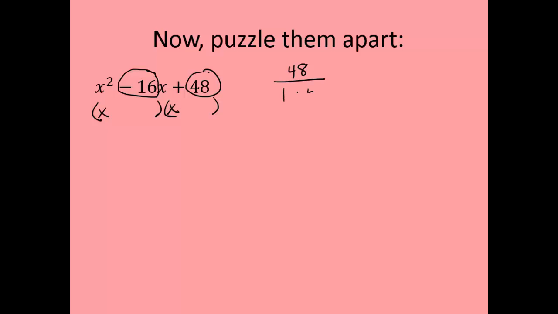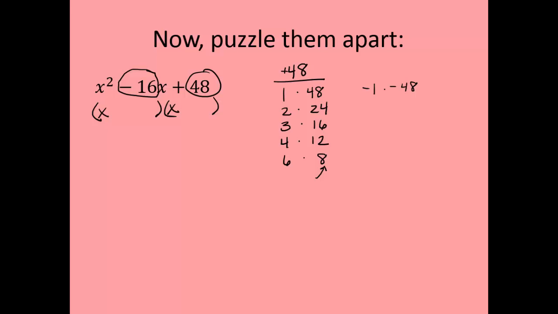So 1 times 48, 2 times 24, almost everything goes into 48, so this will take a little while. 3 times 16, 4 times 12. 5 does not go into it, 6 does, and 7 doesn't, and I'm back to 8 again, so I am done. Remember though that that's not the only way to get positive 48. You could also have negative 1 times negative 48, etc. So either both factors are positive or both factors are negative.